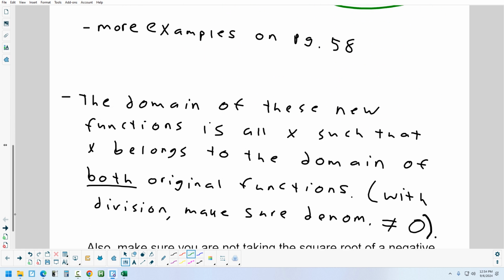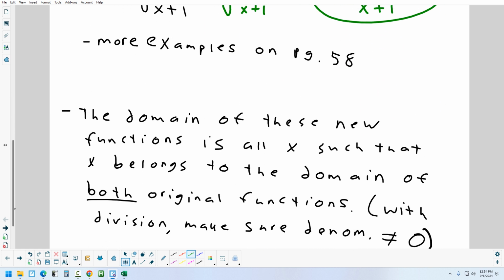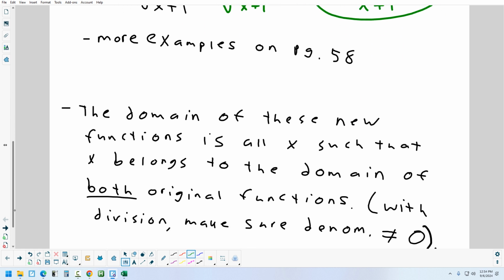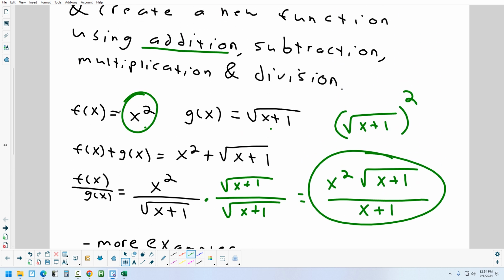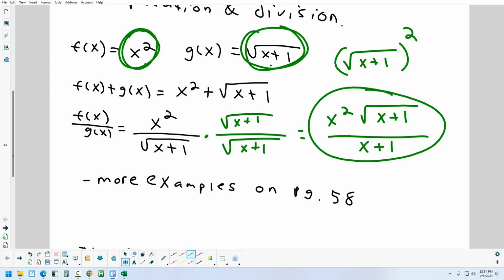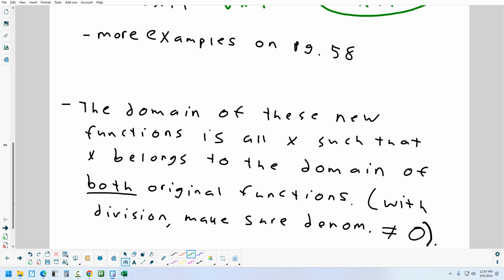Okay, so now what we want to look at is once we combine them together, this function had a domain when we started the problem. This function has a domain. When you take the two and combine them together, what's the domain of the new thing that you created? That's what we want to be able to figure out. And that is how you figure it out.